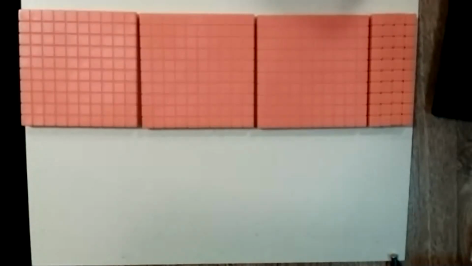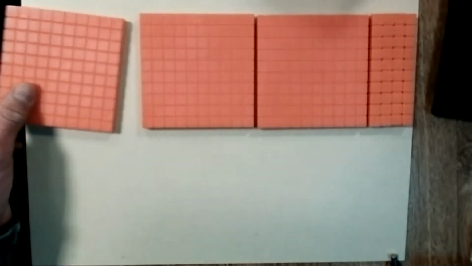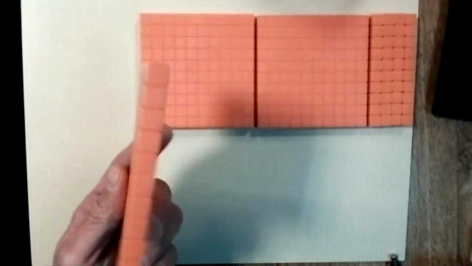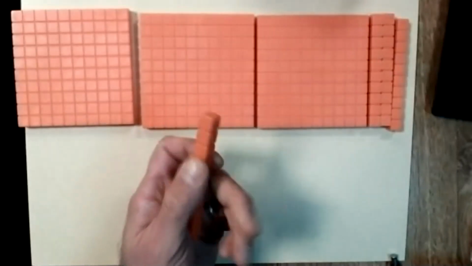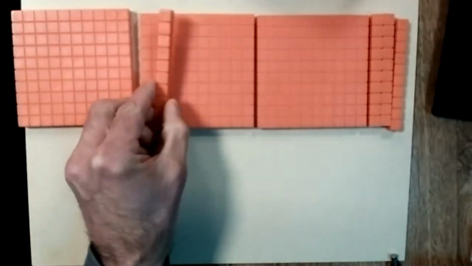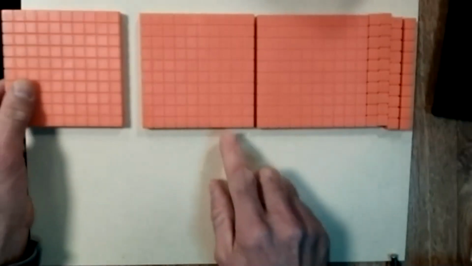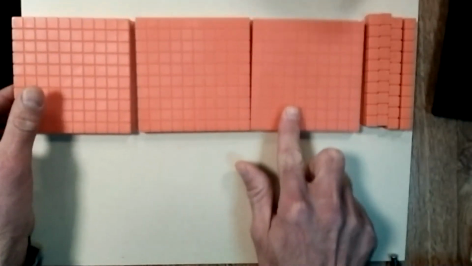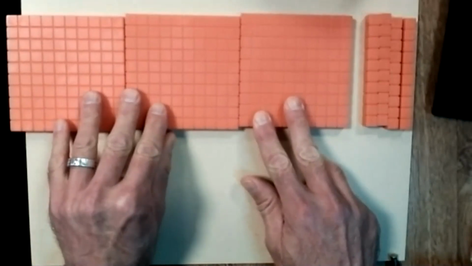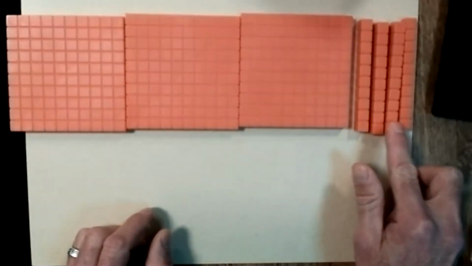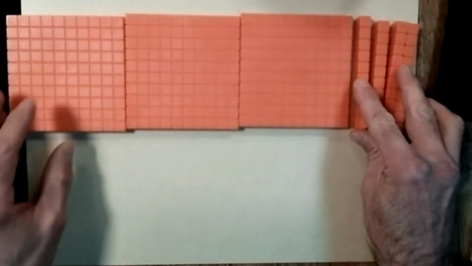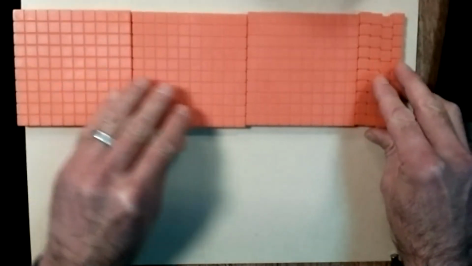Here I have some base 10 blocks, and I'm going to let this flat here be one whole. And so that means this long here is going to be 1/10, because 10 of these make a whole. So what do I have here? I have 1, 2, 3 wholes, and then 1, 2, 3, 4/10. So I'm showing here 3 and 4/10.